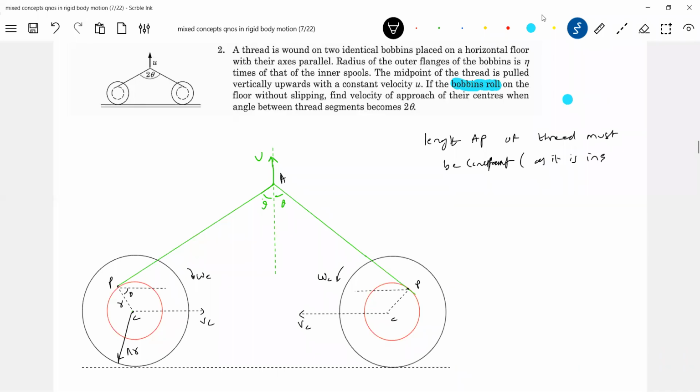Bring in the constant-length equation. What is the velocity of point P, or the speed of point P? VC sine theta plus the other term. VP should be equal to VA along line PA. What is VP? VP should be equal to VC sine theta plus R omega C. And this should be equal to VA. What is VA? VA should be equal to U cos theta.